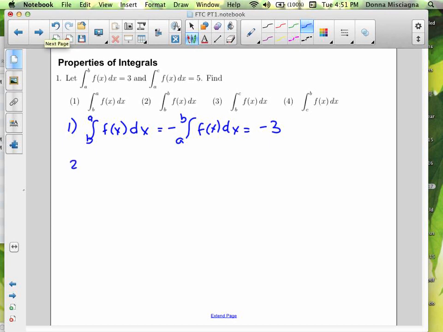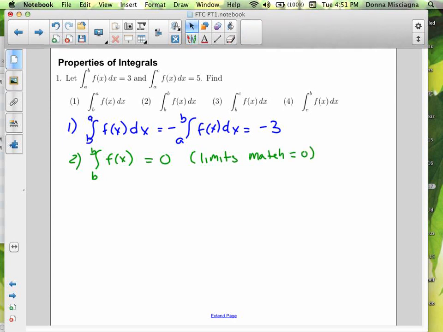Number 2, I'll switch colors so they don't blend together. All right, so we have the integral of f of x dx from b to b. Well, if your limits of integration are the same, it's just going to be 0. There's no width, right? So when the limits match, it's always going to equal 0 no matter what.